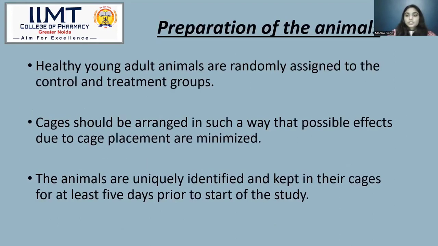Next is preparation of the animals. Healthy young adult animals are randomly assigned to the control and treatment groups. Cages should be arranged in such a way that possible effects due to cage placement are minimized. The animals are uniquely identified and kept in their cages for at least 5 days prior to the start of the study.